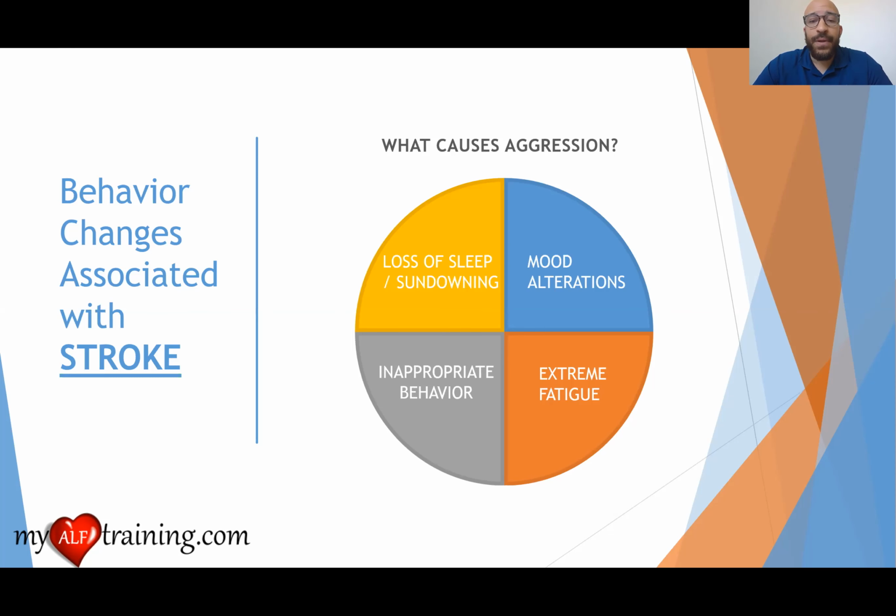Also, inappropriate behavior, laughing when another patient falls, crying at someone who tells a funny joke. Like I said, that loss of blood supply in a specific part of the brain, we don't know what that specific brain cell controlled. It may have controlled emotions. So you don't know how the stroke affected them, but these are some of the causes of aggression and some of the symptoms of stroke, post-stroke, that we need to look out for.